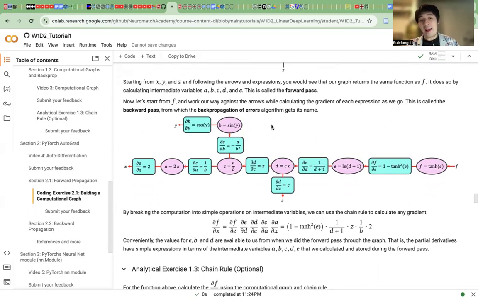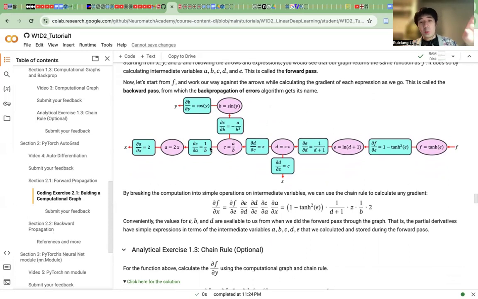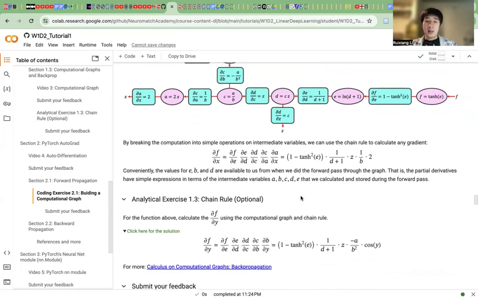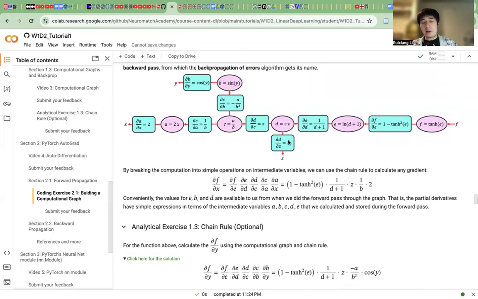But backprop cannot happen if there is no forward pass, because during the forward pass, as shown here in the computational graph, we calculate and store the intermediate values A, B, C, D, E. Then during backpropagation, as we calculate all these subcomponent derivatives and multiply them out by the chain rule, each of them is easily calculated because we've already stored E, D, Z, B, for example. So just remember, forward and backward are paired with each other all the time.